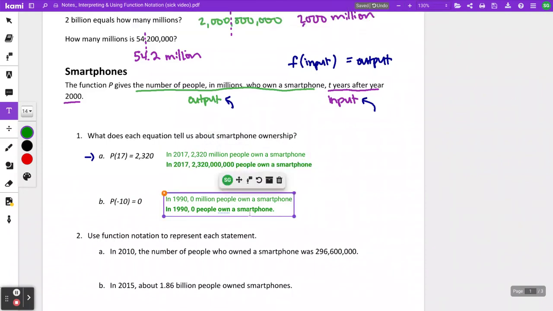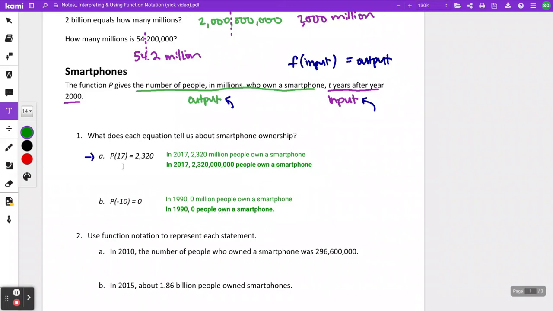Now, why is that? Why is my output the number 0? Well, if you happen to be alive in 1990, the reason the output's 0 is because smartphones didn't exist yet. So this is just letting me know we're talking about years before 2000, and by the year 1990, if you're working backwards in time, there is no one who owns a smartphone yet because they don't exist. That gives us an idea too of why the input, instead of just being years, is specifically the years after 2000, because that's really where we see the amount of people who own a smartphone increasing and being sizable numbers.